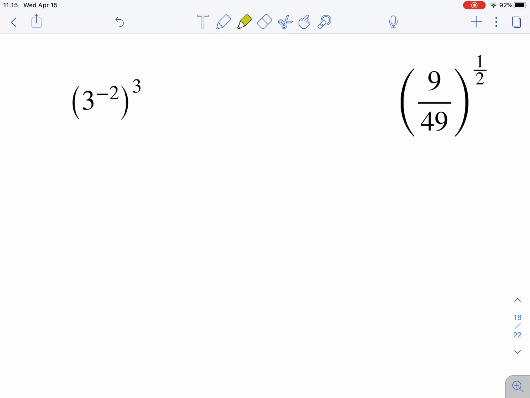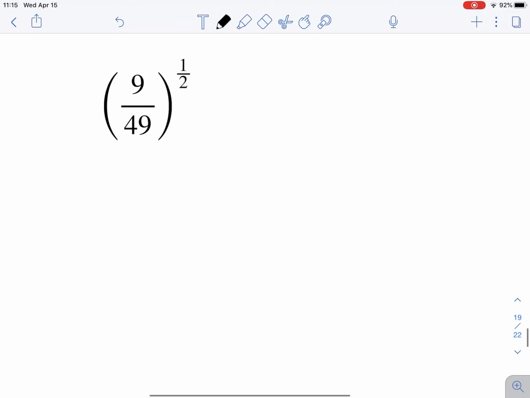Next one, 3 to the power of -2 raised to the power of 3. We are going to multiply these two exponents together to get 3 to the power of -6. Again, a lot of times we want to express our answers so that they only have positive exponents. So this will become 1 over 3 to the power of 6. Going from here to here should be a simple task for you.